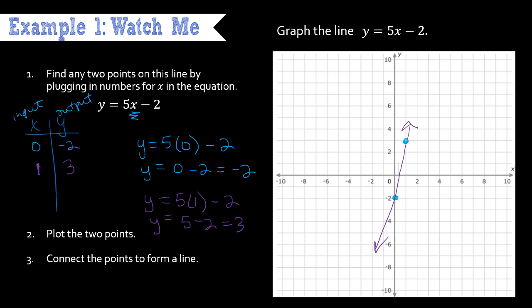Okay, so what this means is that any point that's on this line is a solution to this equation. So if I went up and plugged in 2 for x, I'd get my next point that would fall on the line. And then 3, I'd get my next point that fell on this line. But you only need 2 points to make a line.